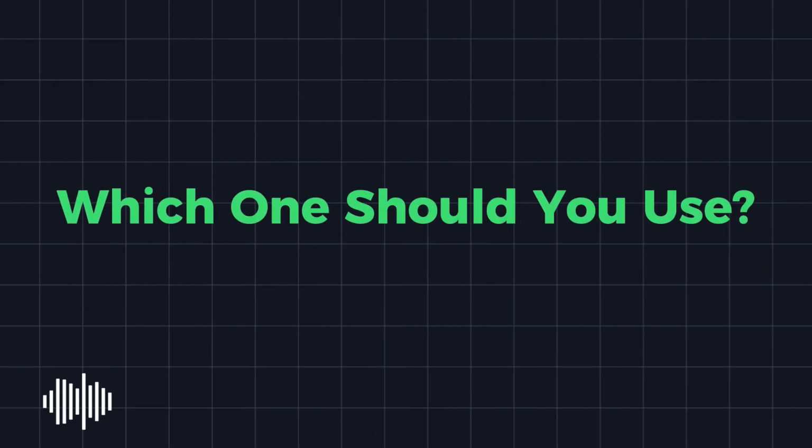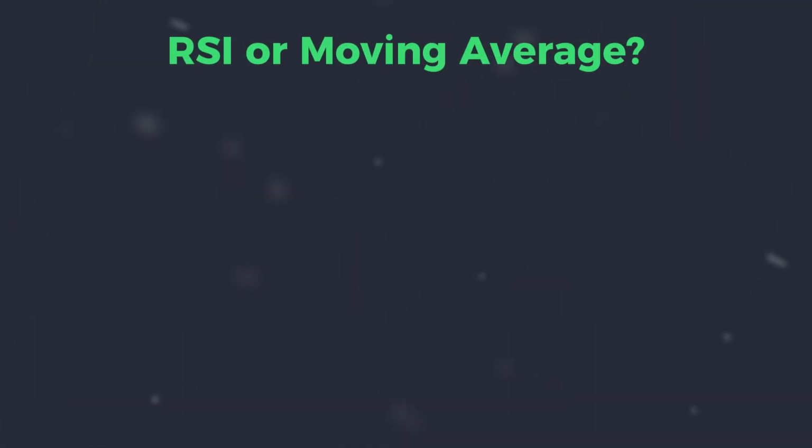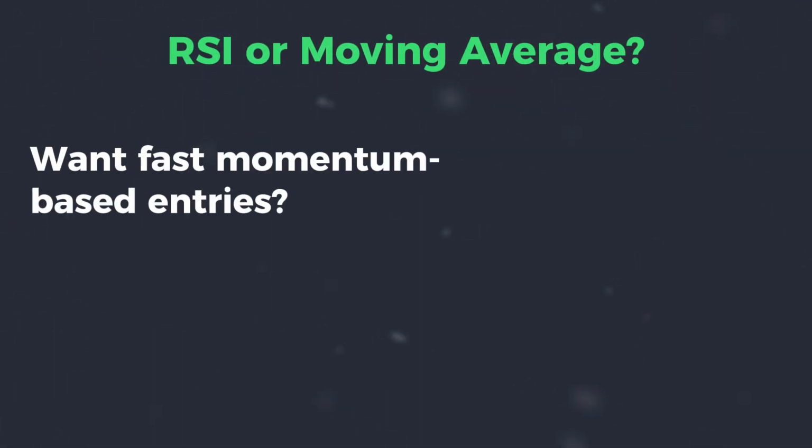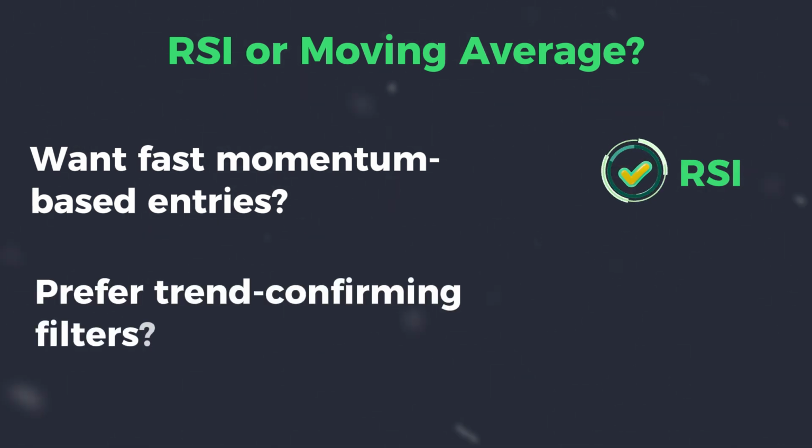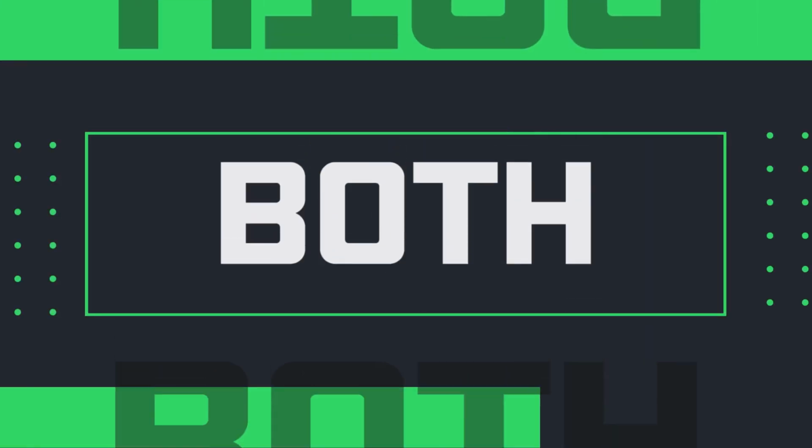Which one should you use? So, which one is better? RSI or moving average? Want fast momentum-based entries? RSI is your tool. Prefer trend-confirming filters? Then moving averages are your friend. But why choose one when you can use both?